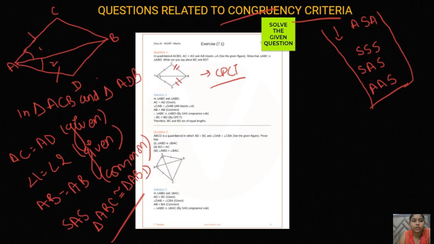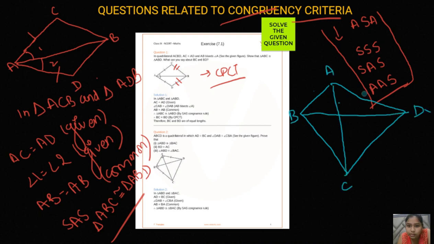ABCD is another quadrilateral. The quadrilateral is like this. It is a kind of kite shaped quadrilateral. You can see the triangles here. This is A, this is B, this is D, and this one is C. What is given is that AD is equal to BC. See the given figure, prove that triangle ABD is congruent to triangle BAC.